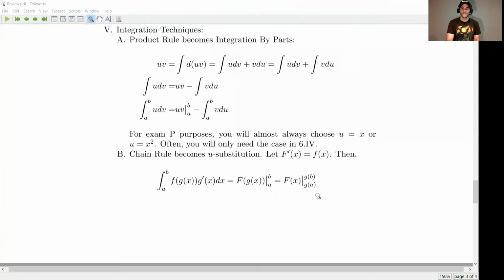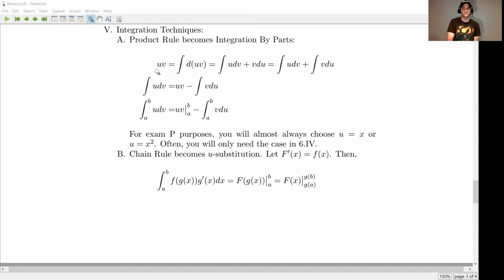Then the two rules we talked about earlier for differentiation become rules for integration as well, although they don't always apply. The product rule will become what's known as integration by parts. And these two bottom lines are the formula for integration by parts, but they're not the easiest to remember. So I want to give you a little way to remember how to get the formula and hopefully to understand what it's saying better as well.